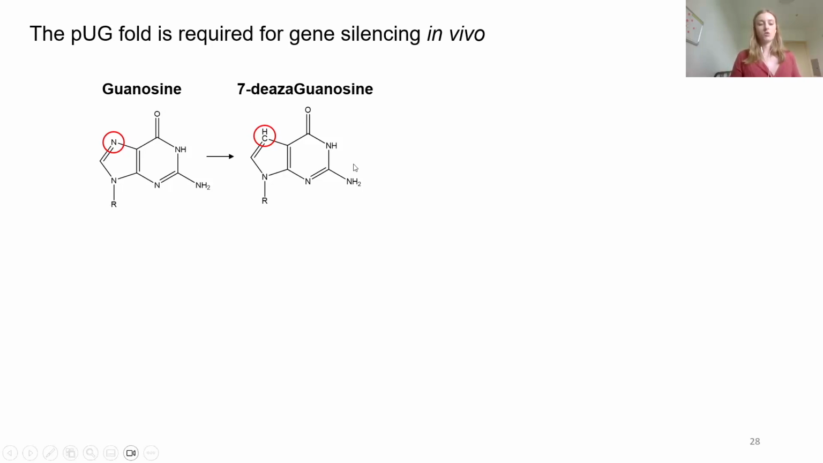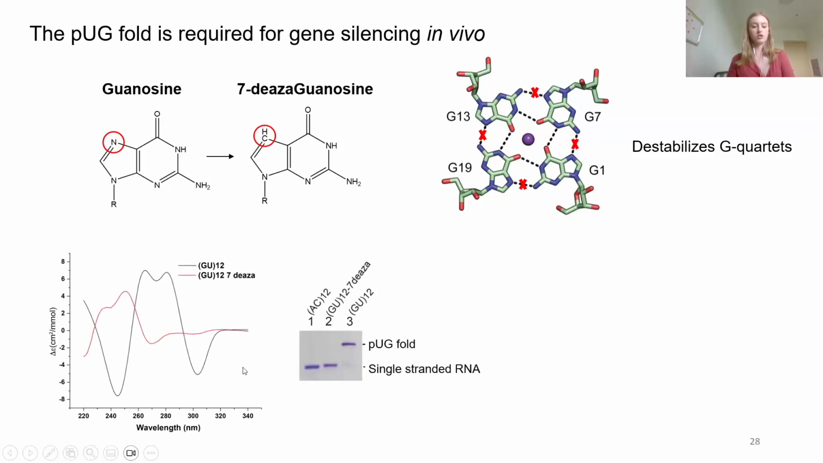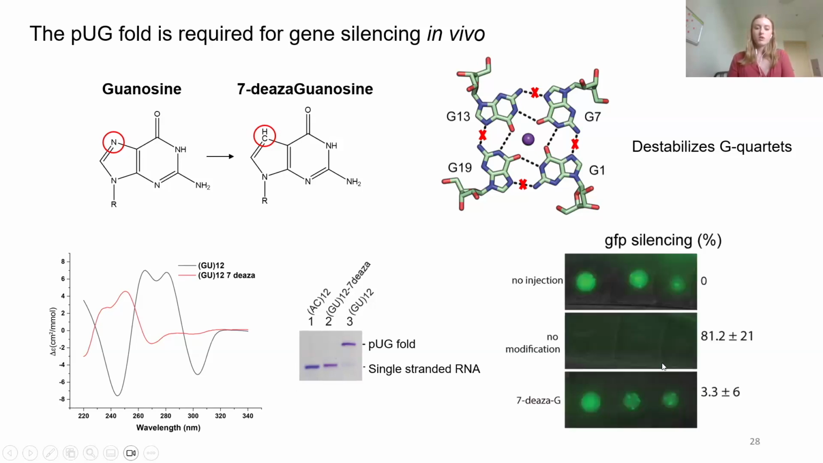And so to do this, we utilized RNA modifications, where we replaced all the guanosines in the pug with 7-deazaguanosines, which just removes this nitrogen here and replaces it with a carbon. And what that does is it removes one of the hydrogen bonds in our G quartets, destabilizing them, making the structure fall apart. And we can see that this is true when we look at our CD. We lose our pug fold signature in CD when we have the modification, and the RNA now runs like single-stranded RNA in a gel.